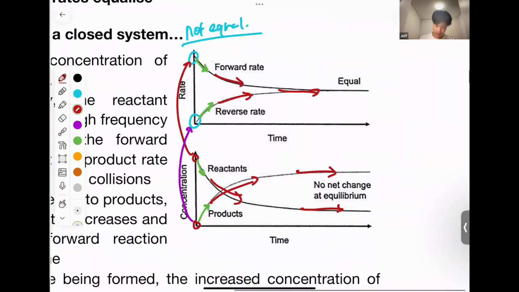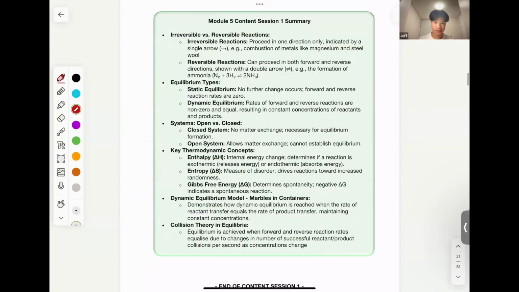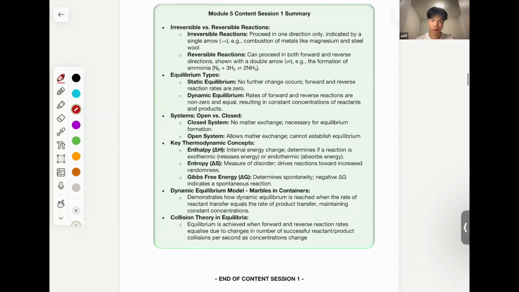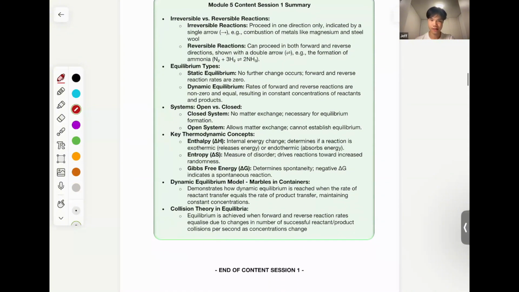Okay. And that brings us to the end of the first content session. Going back very quickly over, we talked about irreversible and reversible reactions, equilibrium types, open and closed systems, Gibbs free energy, modeling equilibria, and then at the end we touched on collision theory and how that results in equilibria forming. Any questions going back over any of that? Okay.